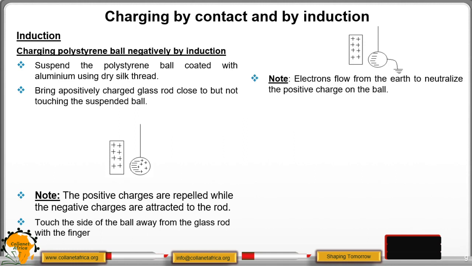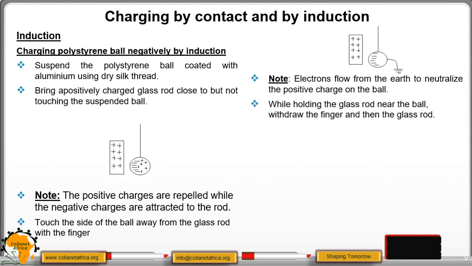So, in other words, the ball becomes negatively charged. So when you remove the rod, the charges will redistribute and your ball will be negatively charged. Maybe you may ask yourself, why are these electrons moving from the earth to the ball?